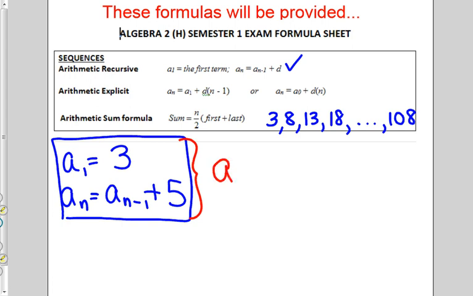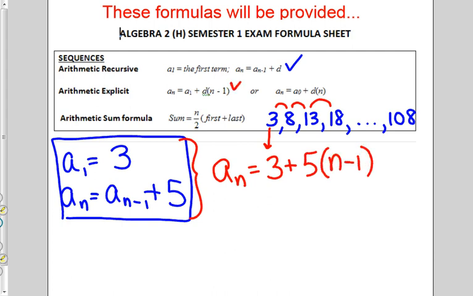The explicit formula combines these into one. And in one nice, tidy formula, you state, what's the first term? 3. What's it growing by? 5. How many times? N minus 1. That's this formula. It tells you what the pattern is in one line. All right? So if you wanted to get to the 9th term, you'd plug in 9. If you wanted to get to the 19th term, you'd plug in 19.